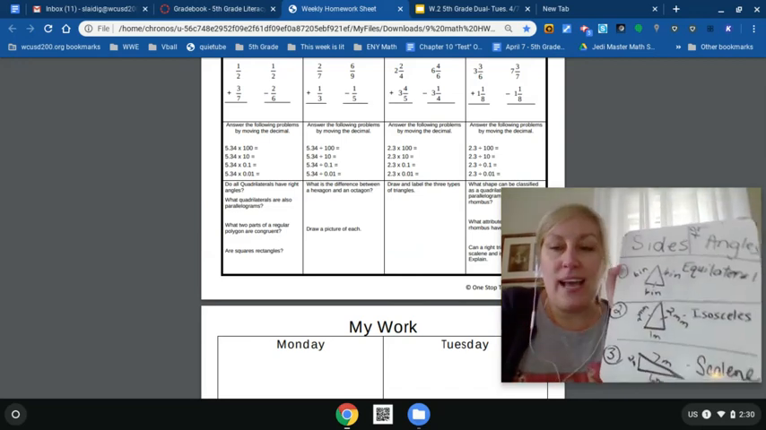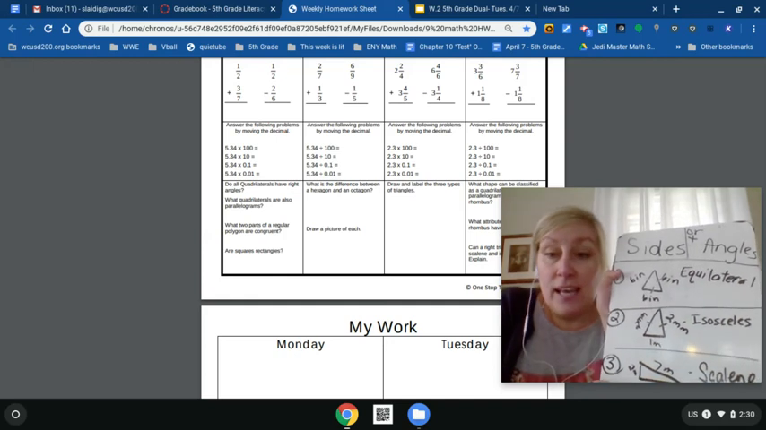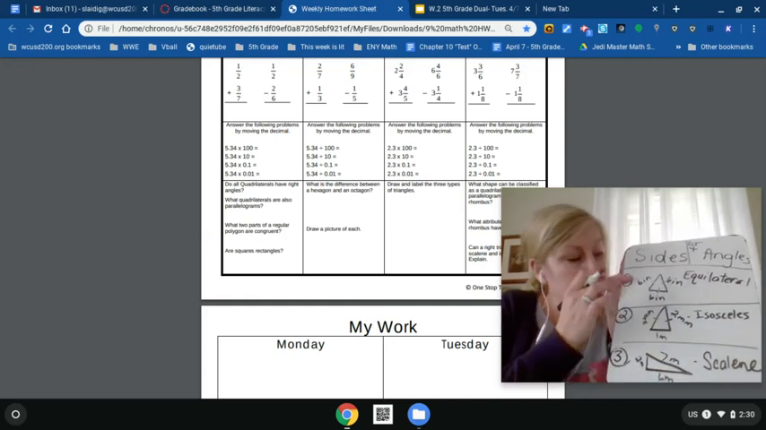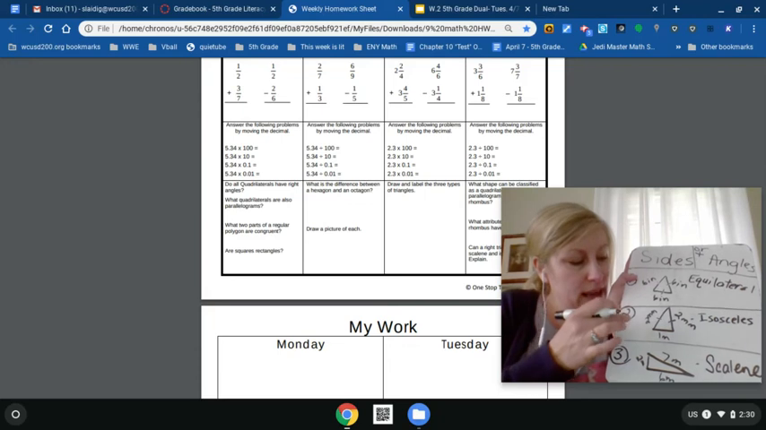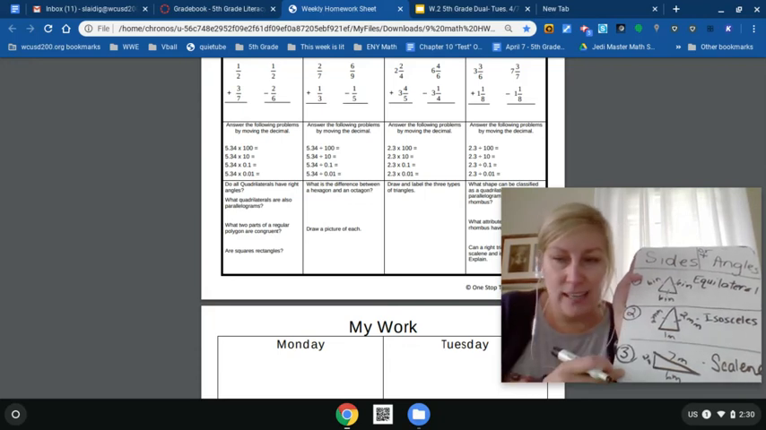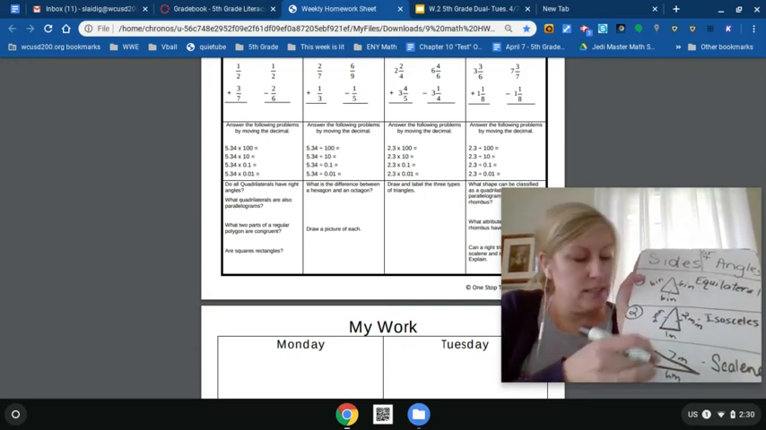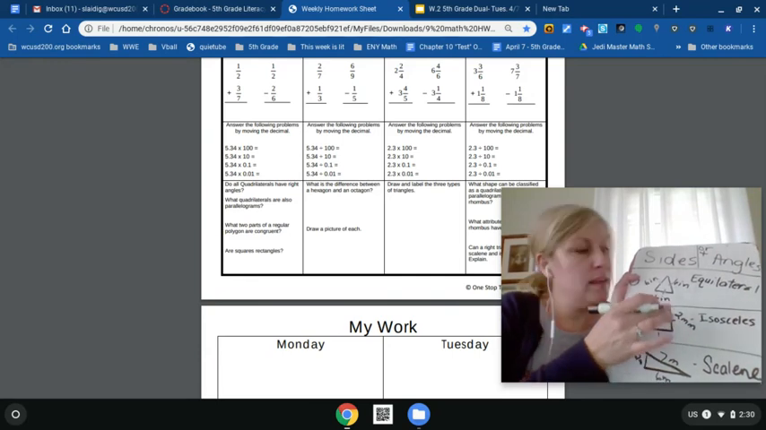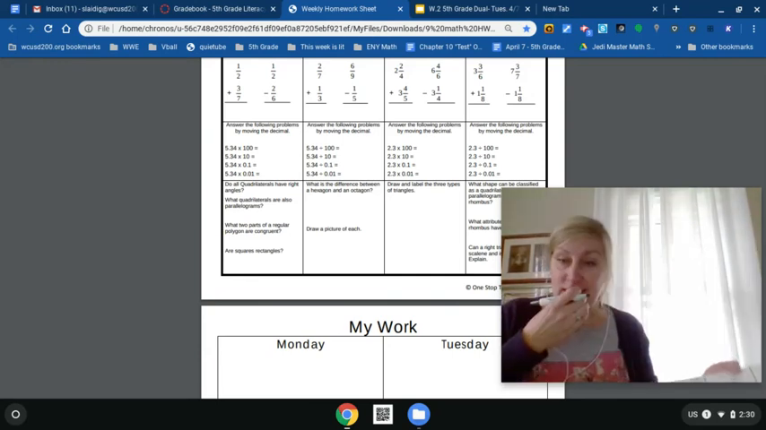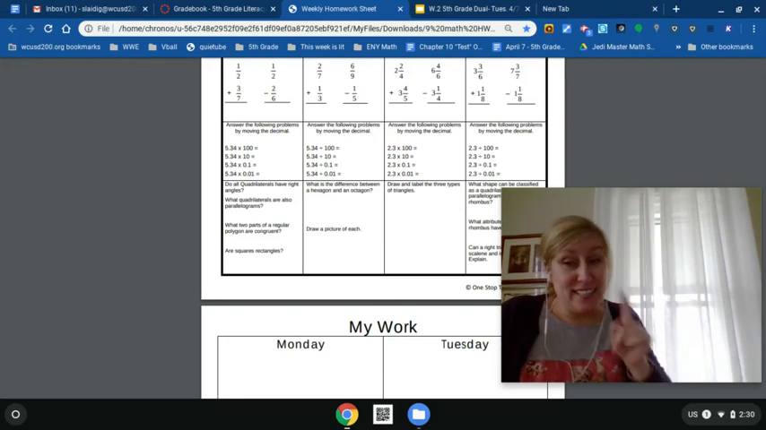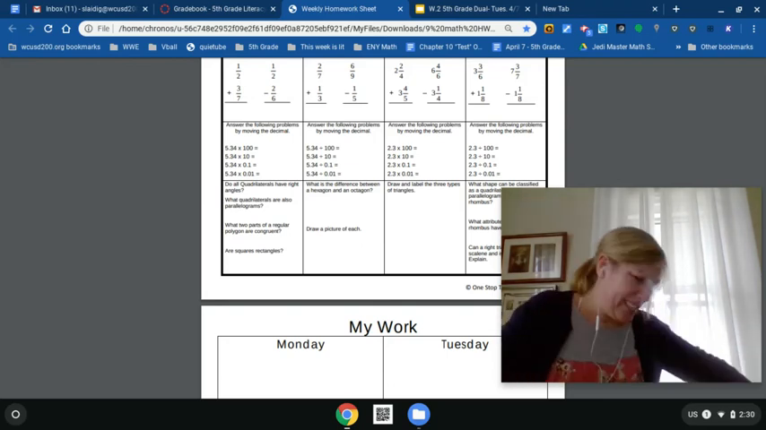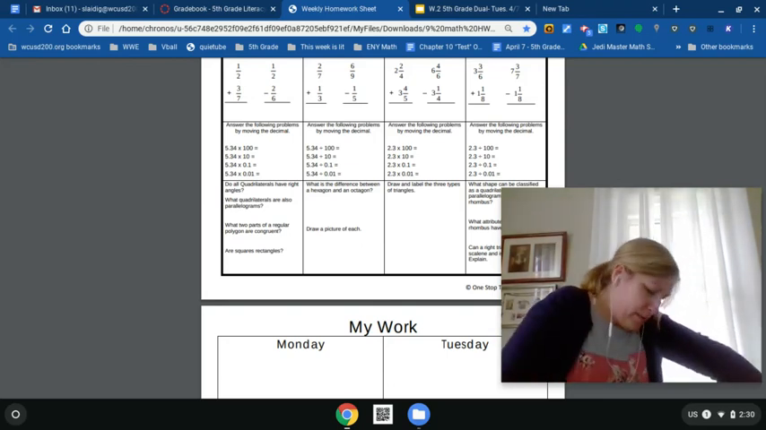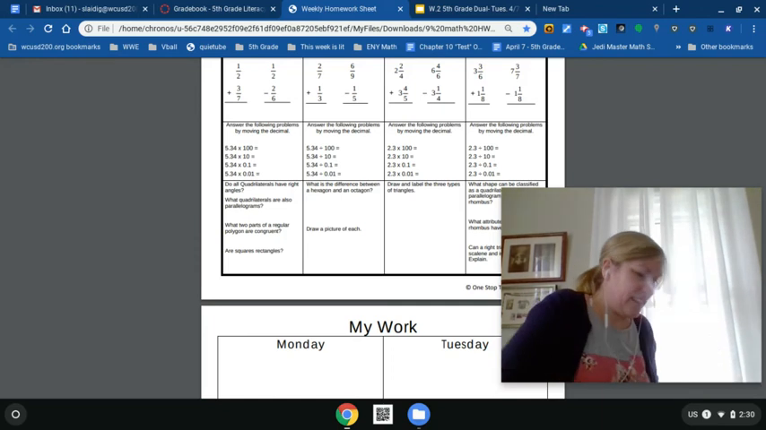So for sides, you can have three different kinds of triangles. You can have an equilateral triangle, an isosceles triangle, or a scalene triangle. Scalene, all sides are different lengths. Isosceles, only two sides are the same length. Equilateral, all three sides are the same length. Now, as I was telling you about that, there's really six kinds. You can also name your triangles by their angles.